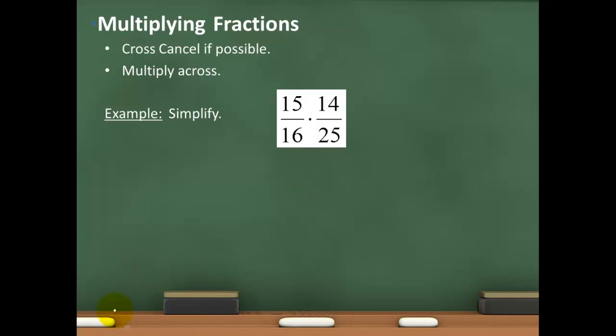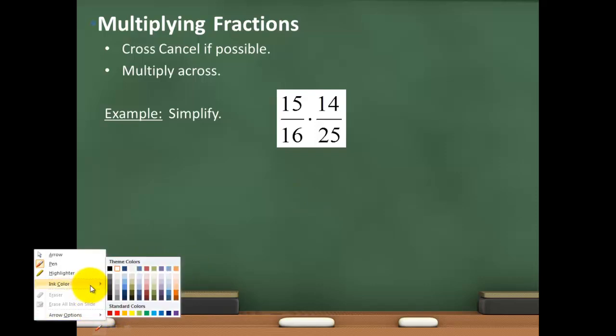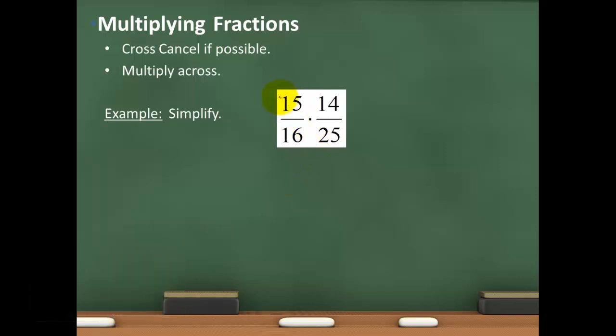What I mean by cross cancel is to look at your two fractions. For instance, I have a 15 here, and that's in the numerator. I'm going to see whether 15 has common factors with 16 and 25. It does not have any common factors with 16, but it does have with 25, and the largest common factor between 15 and 25 is 5. So I'm going to divide 15 by 5, and I'll get 3, and I'll divide 25 by 5, and I'll get 5. That's what I mean by cross-canceling. Something in the numerator and the denominator you can cancel.